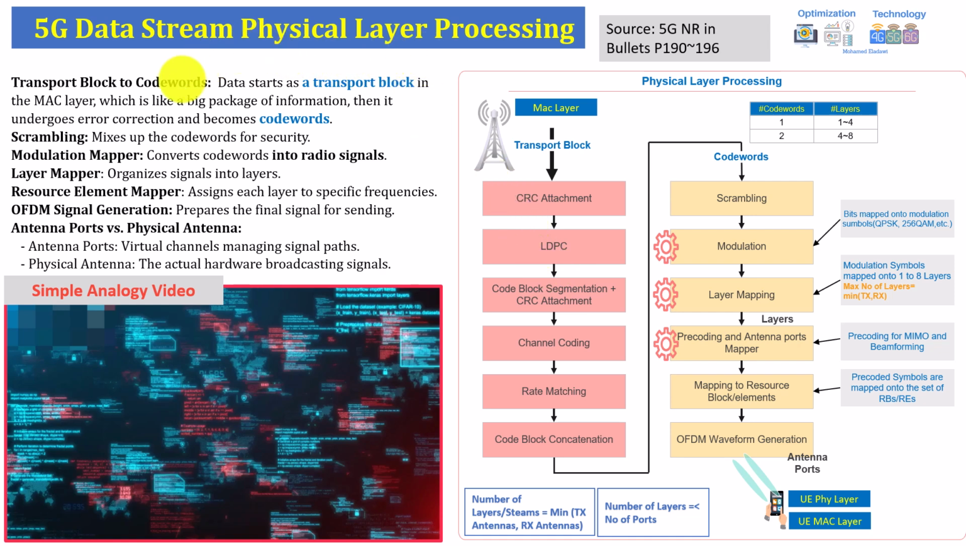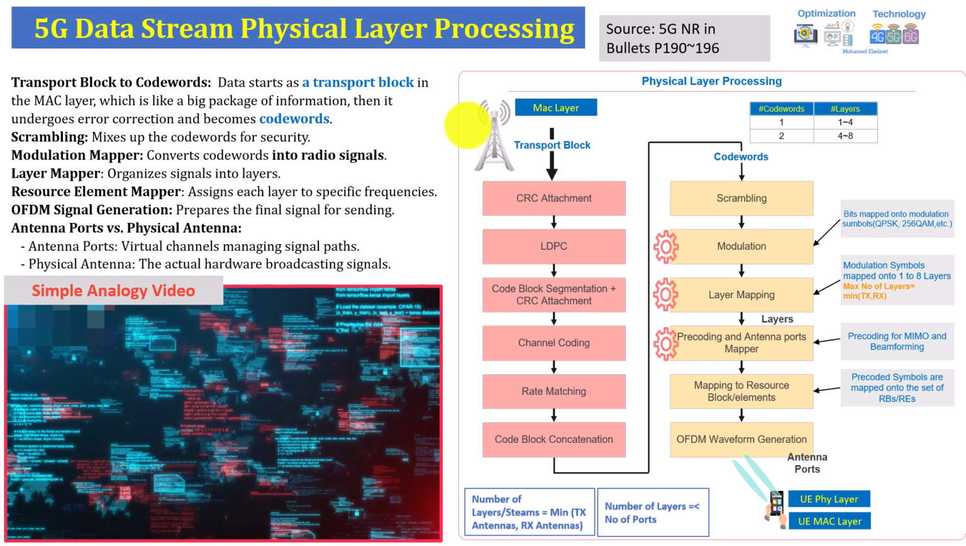So how is the data in general processed at the physical layer? As you can see in the figure on the right here, initially there is something called a transport block. This transport block here is our bucket, the data actually, which is being passed from the MAC layer to the physical layer, and it's passed downwards at the transmission.